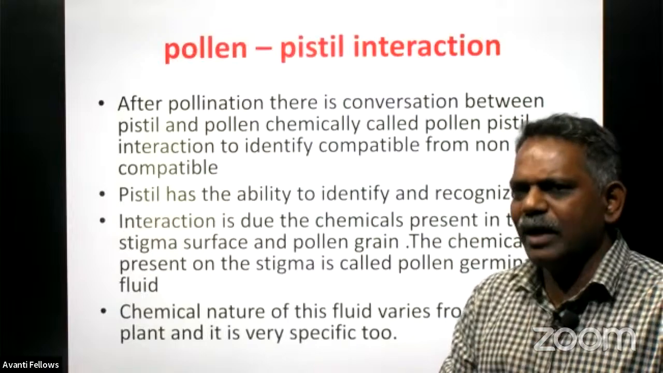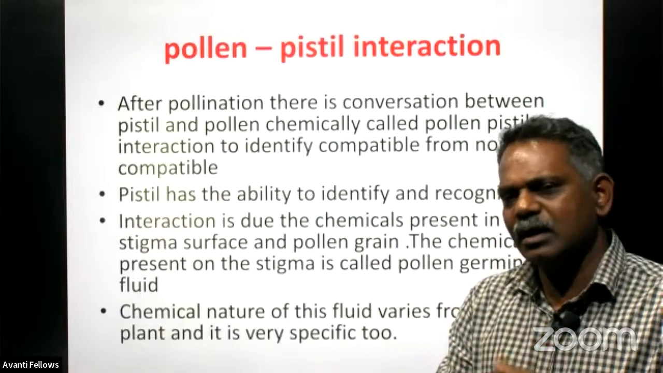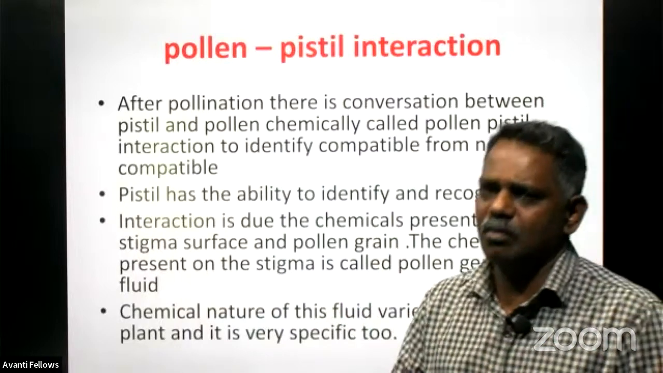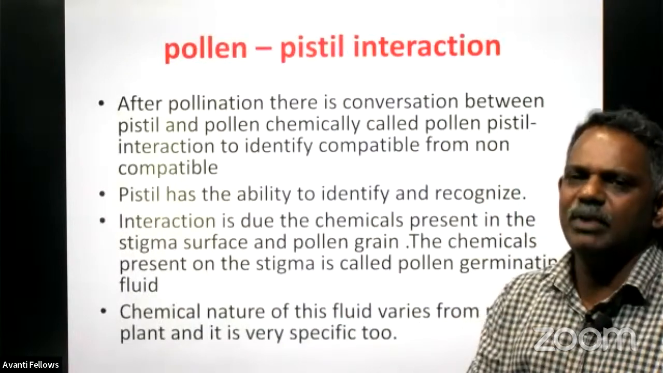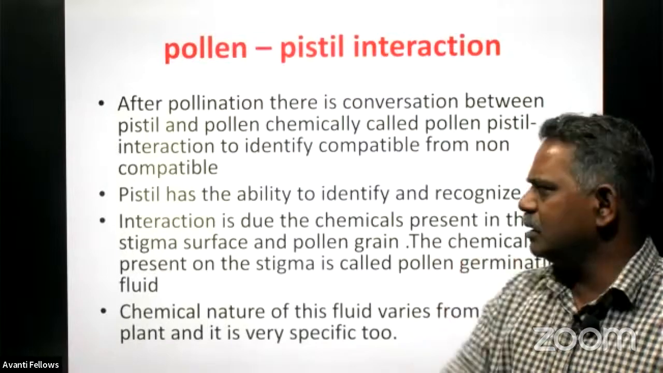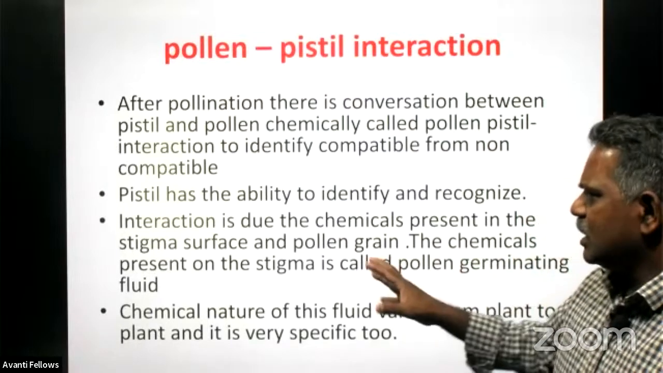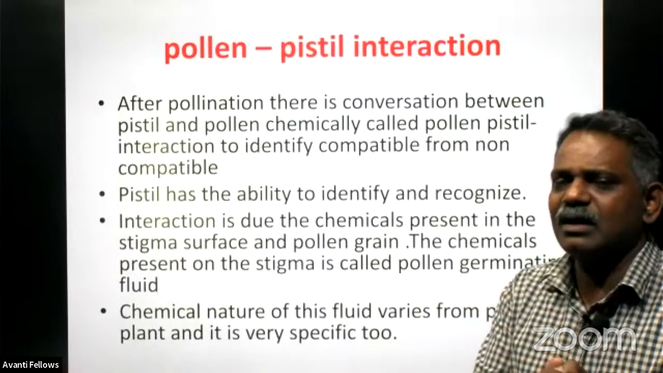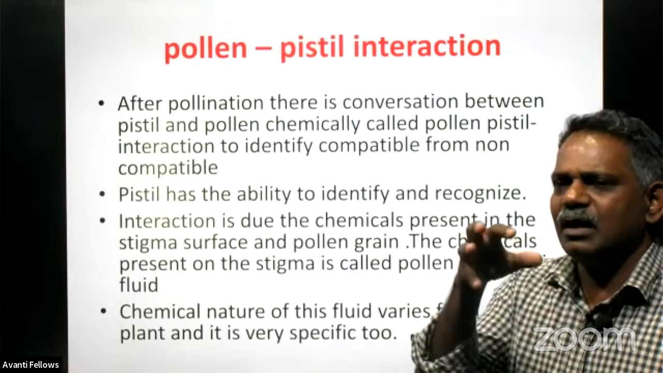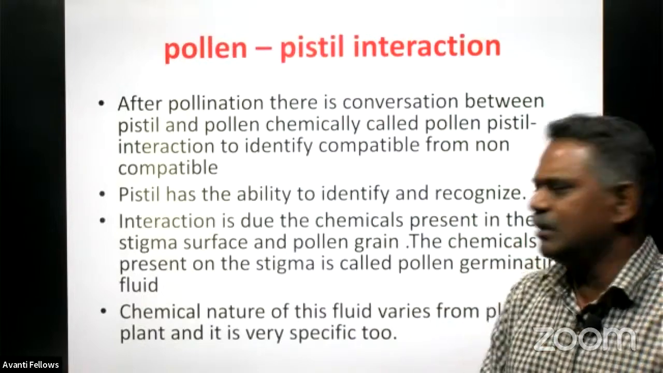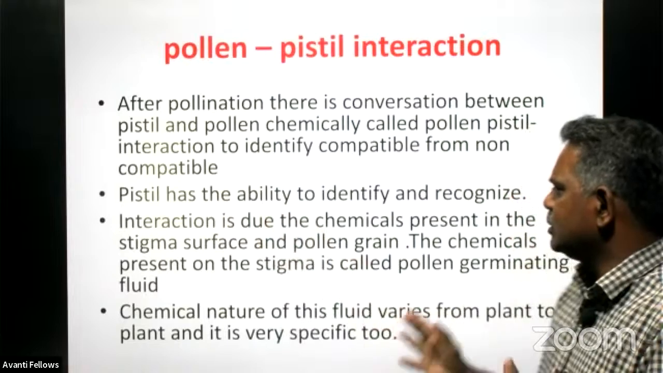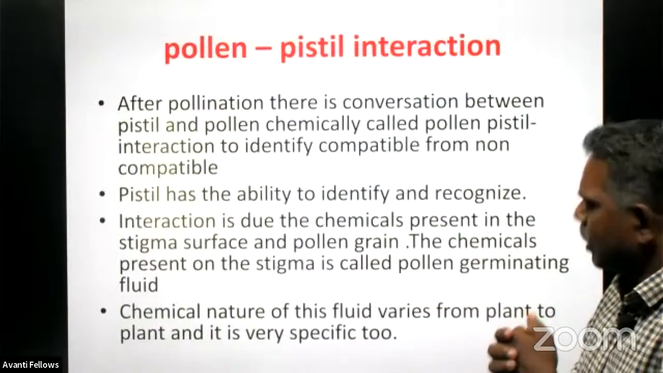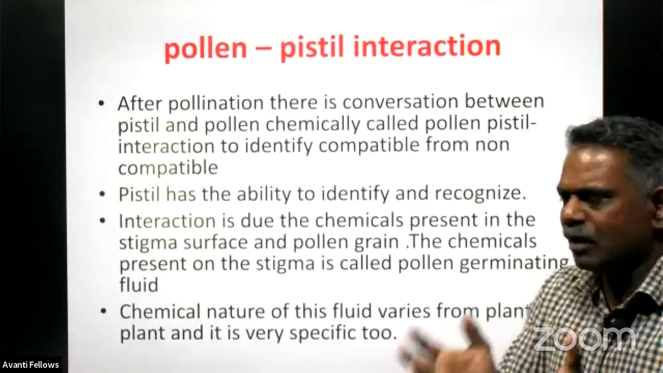So they want to identify whether this pollen grain is from the same species or not, whether it is compatible or incompatible. For that only this interaction will be there between the stigma and this pollen grain. The pistil has the ability to identify and recognize pollen grain of the same species. The interaction is due to the chemical present on the stigma surface, and the pollen grain also has chemical material on its surface.